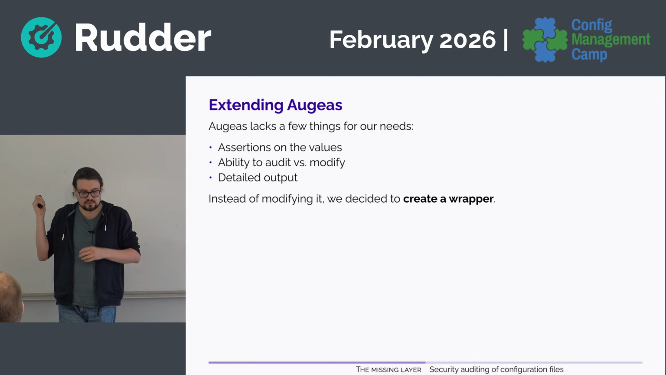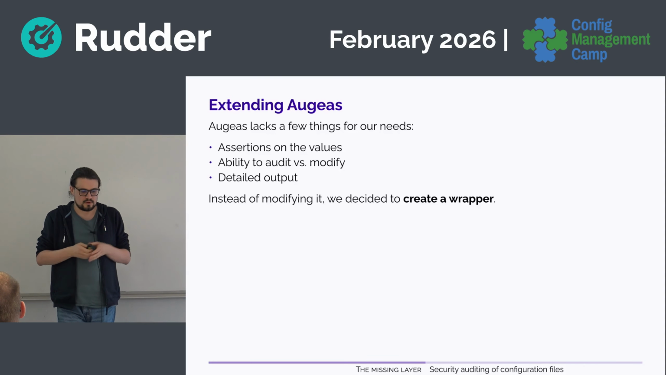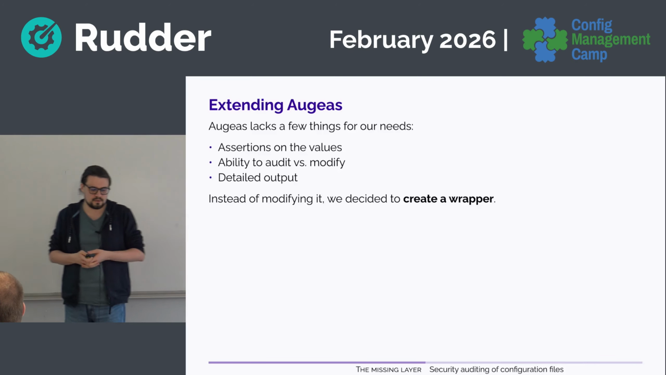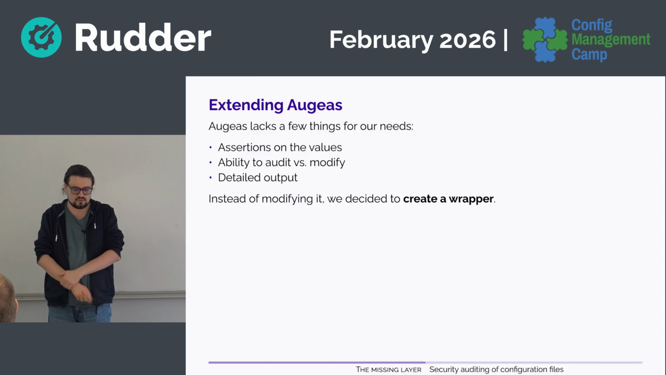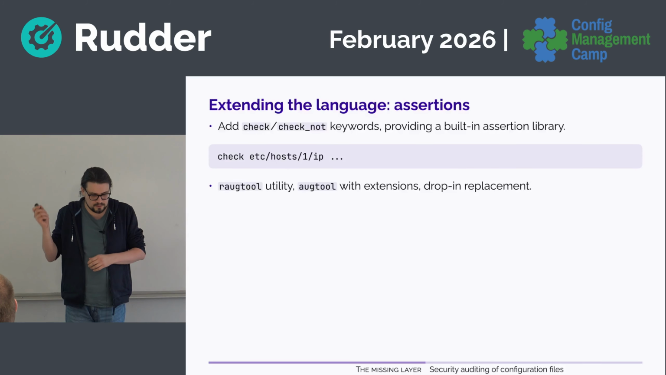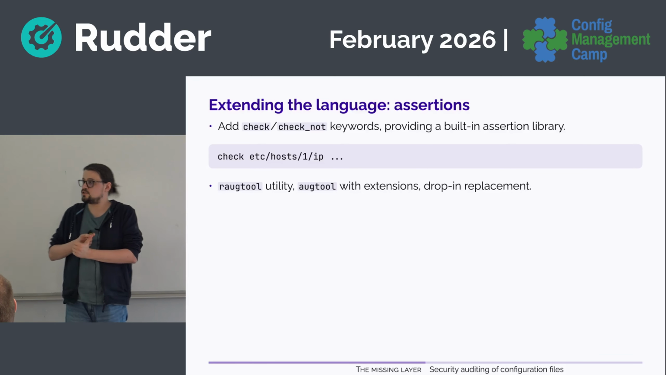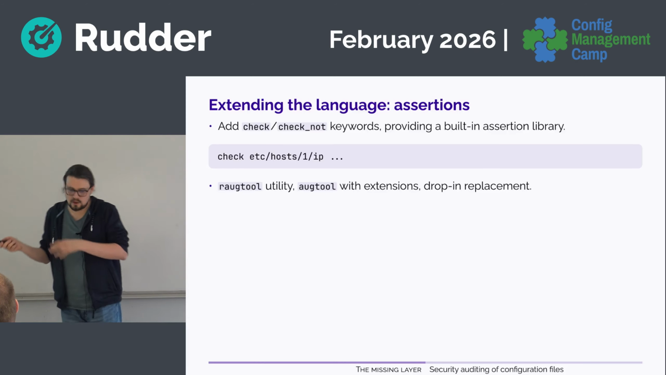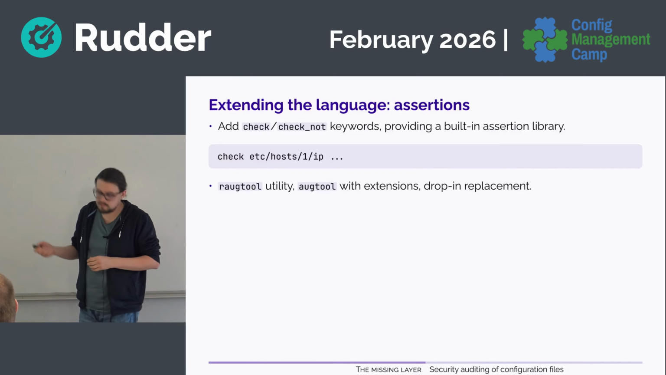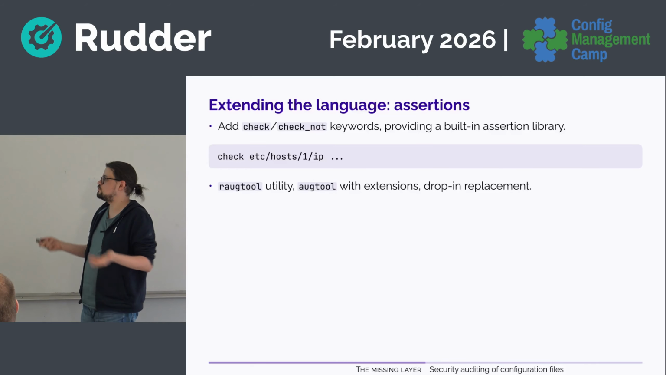We actually use Rust for the system code in Rudder, and there was already the beginning of a library for Augeas, so we took it and improved it so that we get a Rust-based interface to Augeas. So okay, now we have the library, we can start extending it. The first extension we made is a new keyword in the language to have assertions. I will go over it quickly. And we also added another CLI tool called Rocktool, which is exactly Augtool, but with our extension.